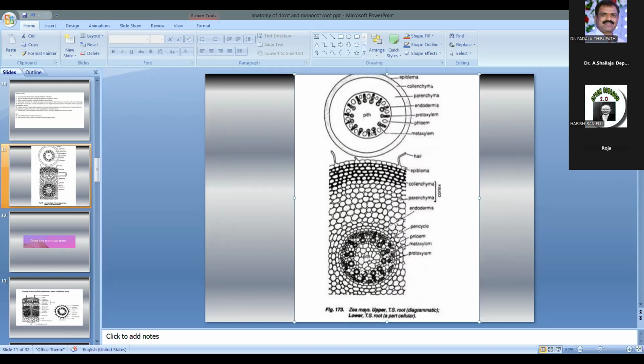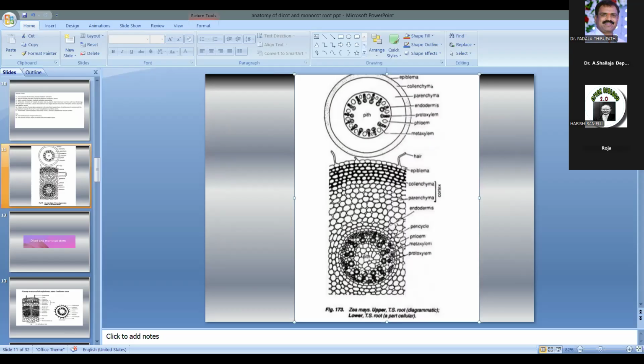So what are the main differences you observe between the dicot and monocot root? Please see here, this is very important. The first one is the xylem bundles. In the dicot root the xylem groups number only 2 to 6, diarch, triarch, tetrarch. Okay, 2 to 6 or 2 to 8. But in the monocot root, the number of bundles is more than 6, the polyarch condition. That is the difference between dicot root and monocot root.